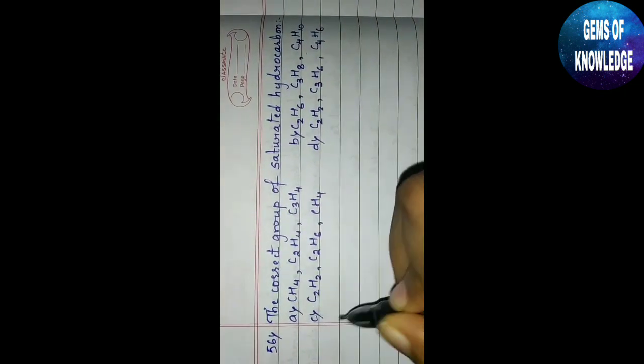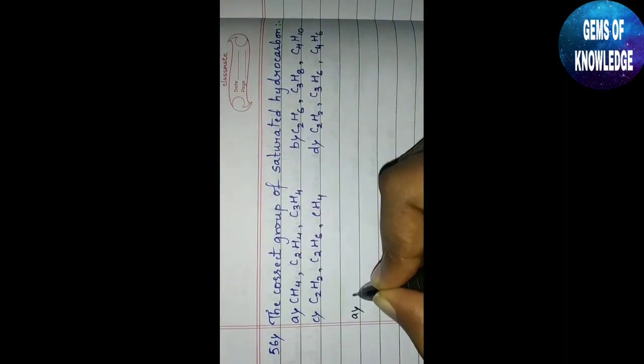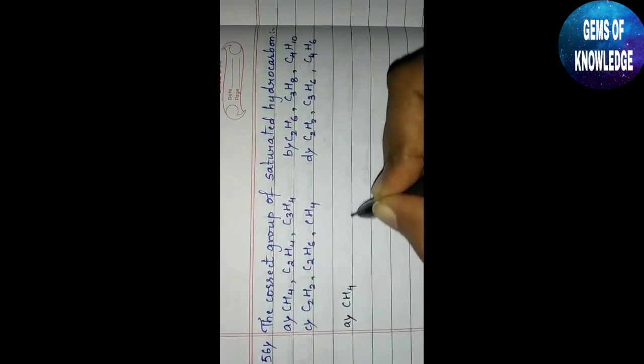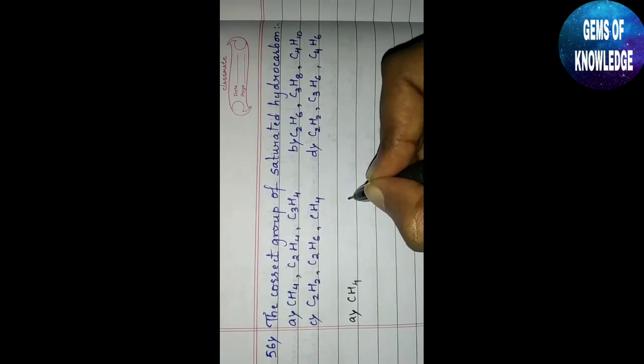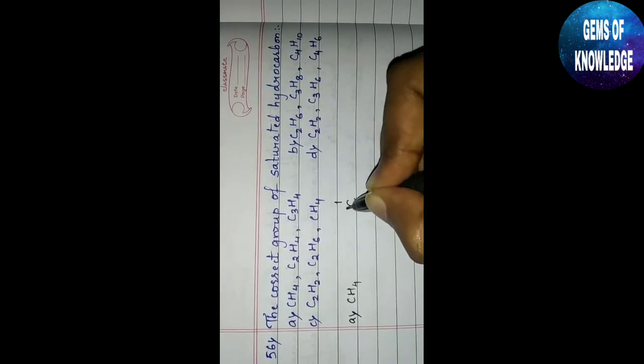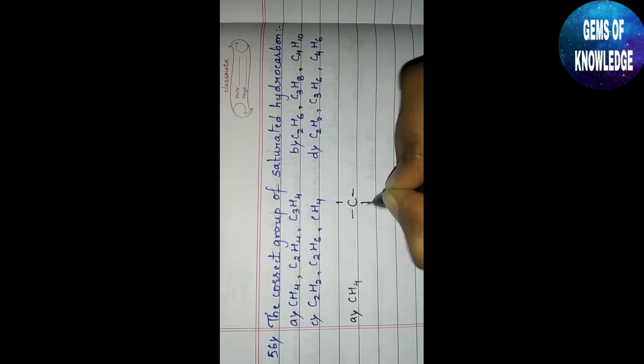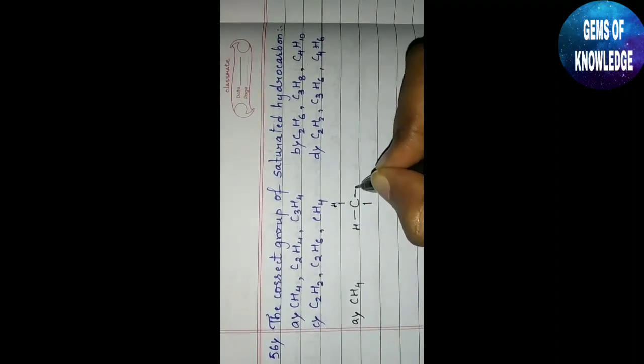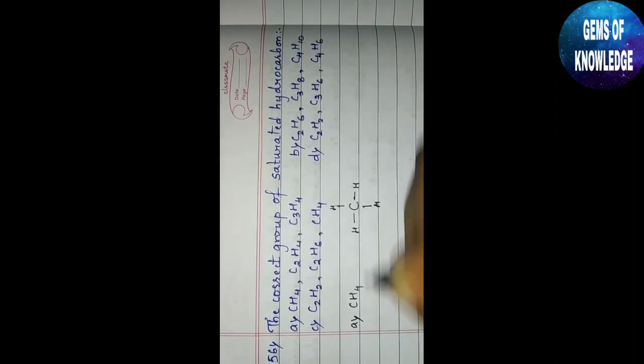So let us first take this one, A1, that is CH4. How can you draw the structural formula here? C can be written like this, and 4 H. Everywhere it contains single bonds, so this is saturated.